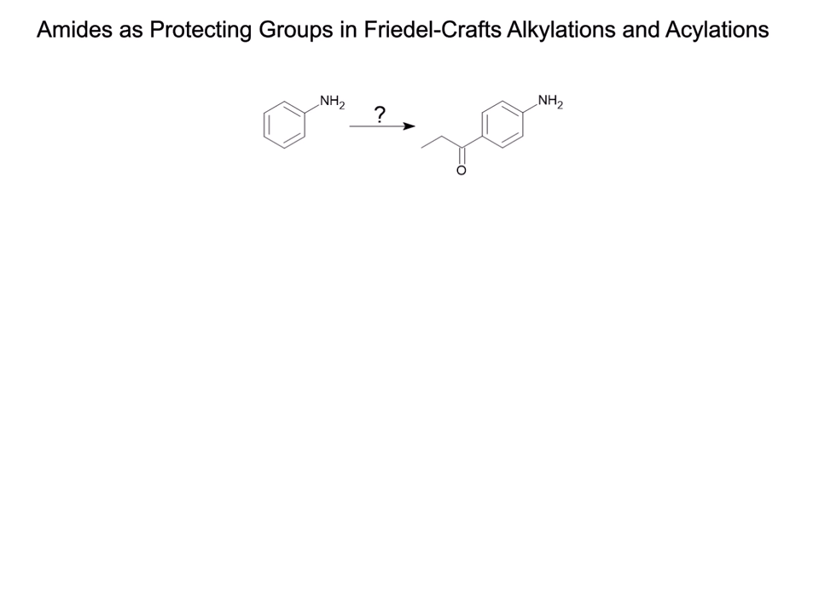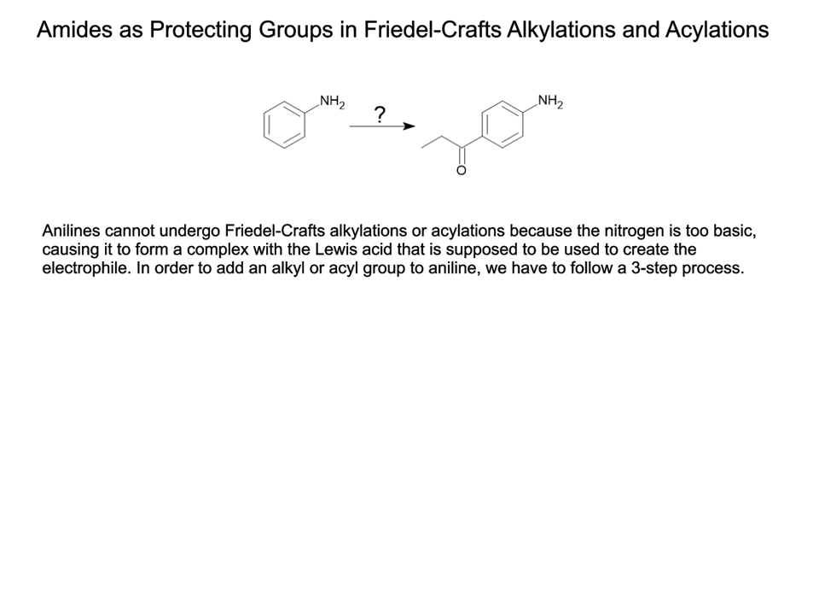At first glance, since that NH2 is an electron donating group and an OP activator, it looks like this is going to be a simple reaction where we simply carry out a Friedel-Crafts acylation. However, the problem is that anilines cannot undergo Friedel-Crafts alkylations or acylations because the nitrogen is too basic. This causes it to form a complex with the Lewis acid, usually AlCl3, that is supposed to be used to create the electrophile.